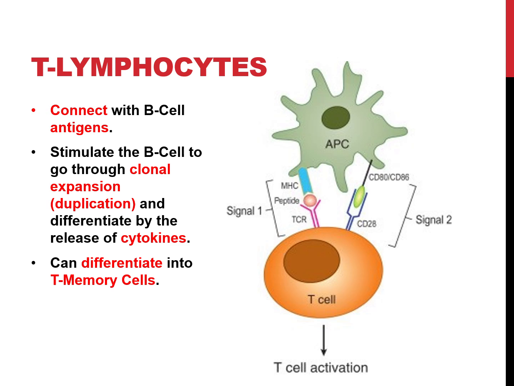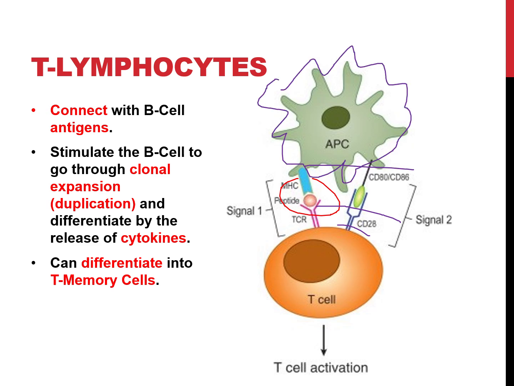Once that finds its corresponding match, our T helper cells will shoot out cytokines and will activate our APC. In this case, it's going to be the B cell, because we're looking at the humoral immune response, which will allow it to go through clonal expansion firstly, which means it duplicates itself, goes through mitosis, and then they differentiate. So our B lymphocyte will differentiate into both B memory cells and plasma cells, whereas our T helper cell will then differentiate into T memory cells.